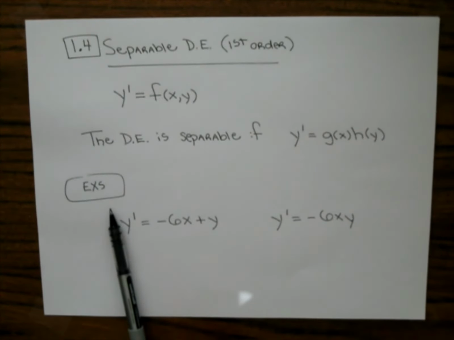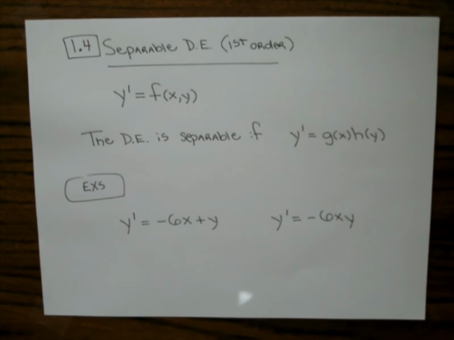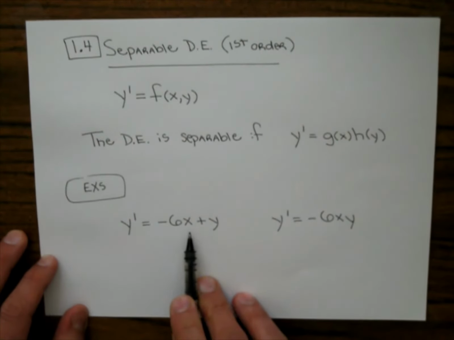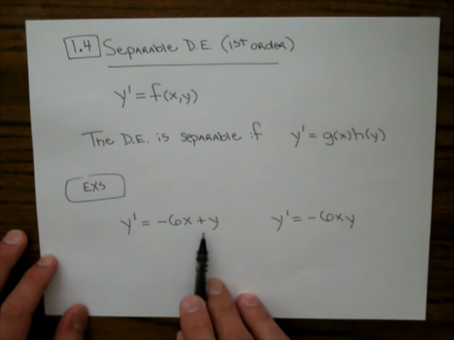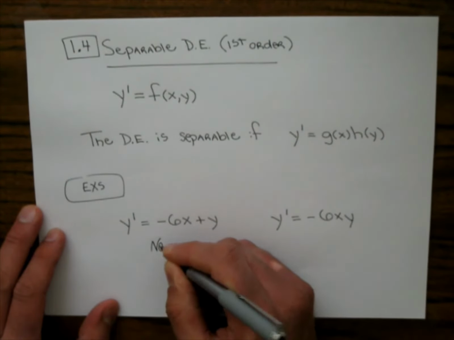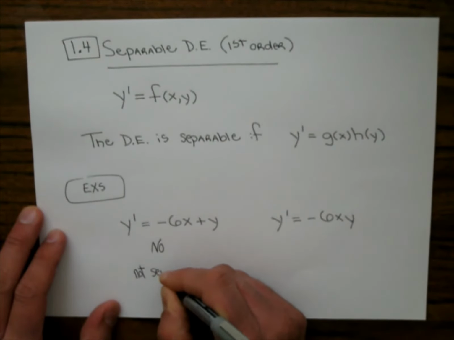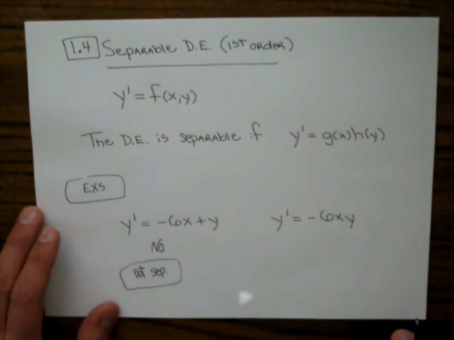So here are some examples. Are these examples of separable differential equations? The answer is we don't know. We have to see. Can we separate this by multiplication? The answer is no. This is not separable. Okay, so maybe we'll write that.